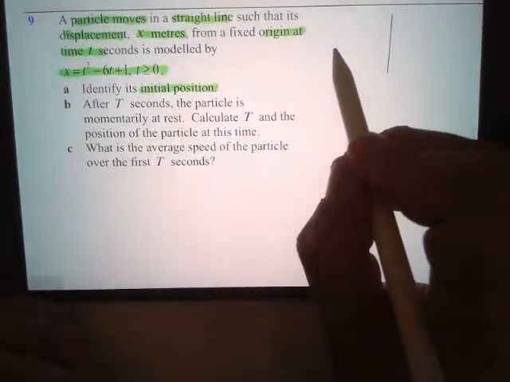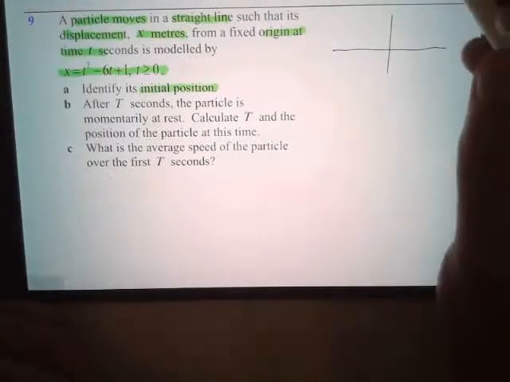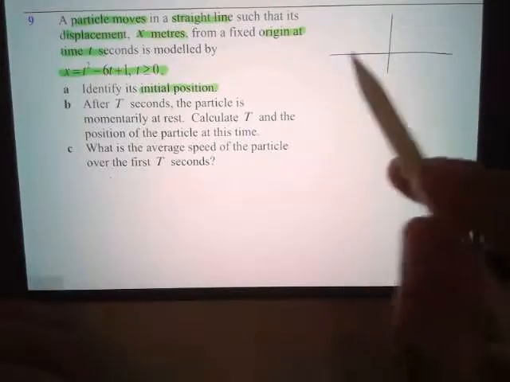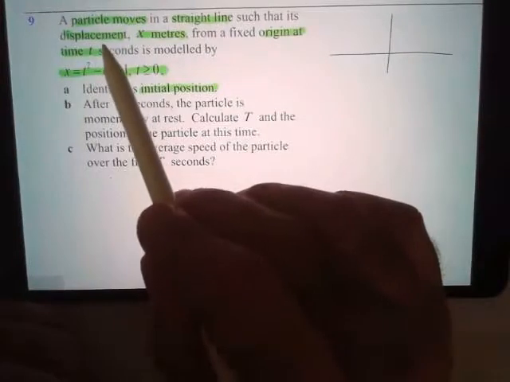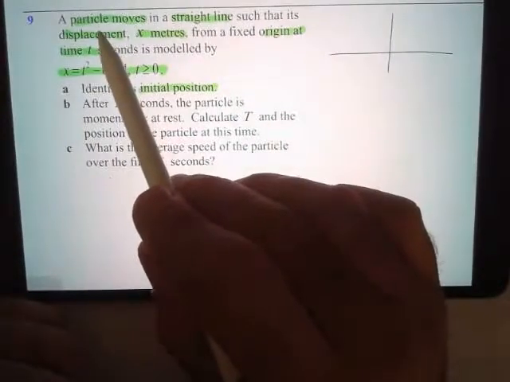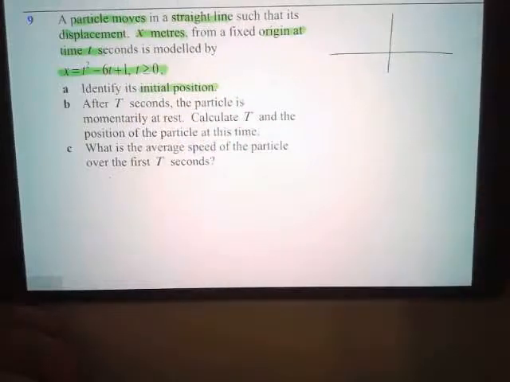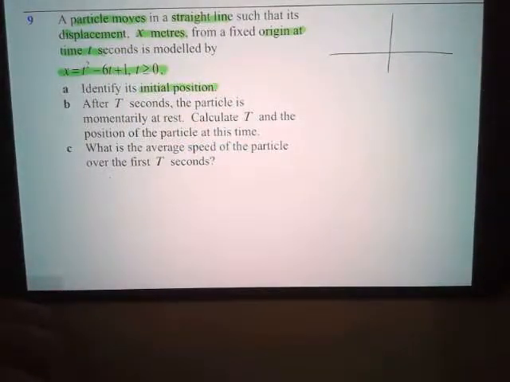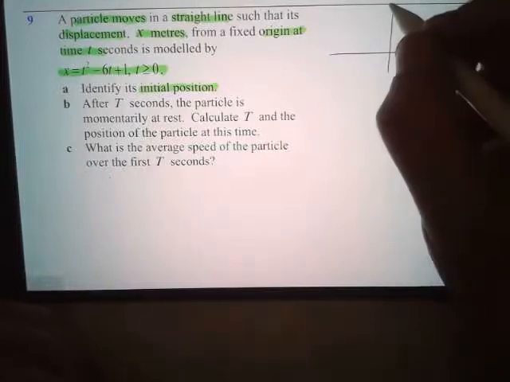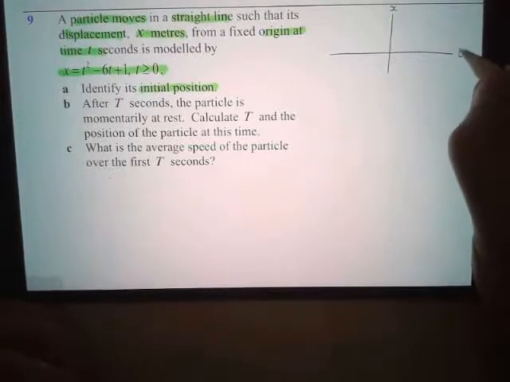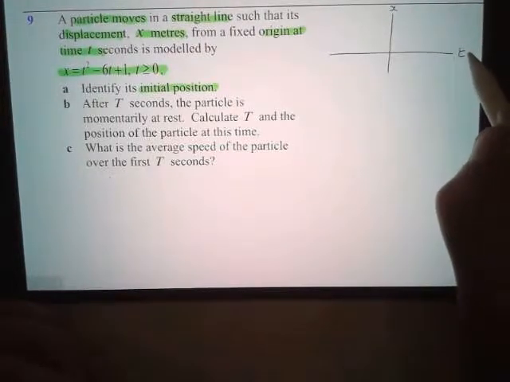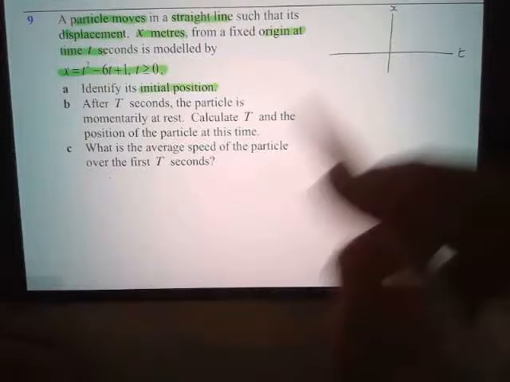Now displacement is very similar to distance. For the physics students, you know that displacement is a vector and distance is a scalar, but it comes down to the same thing for the math students. What we're looking at is the following. This is x and this is t, because it's how far x is from the origin 0 at a certain time.